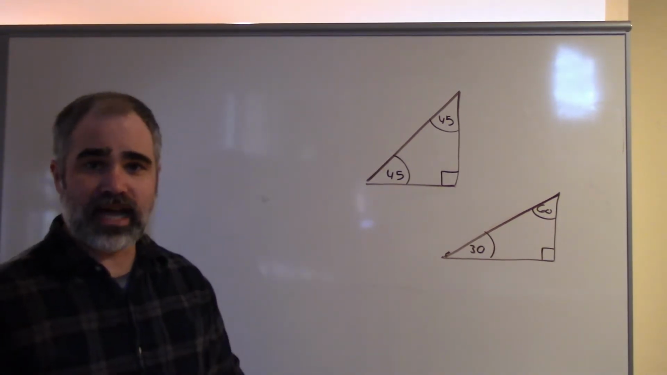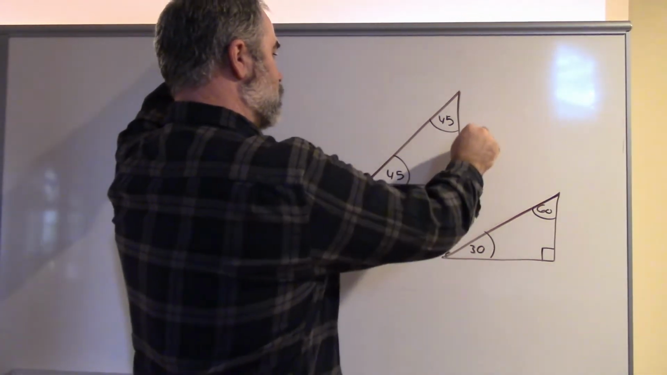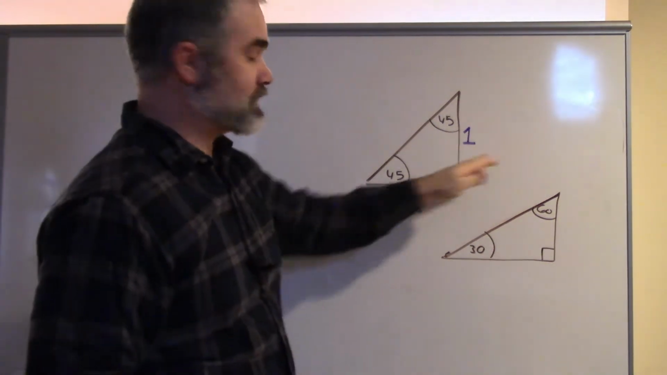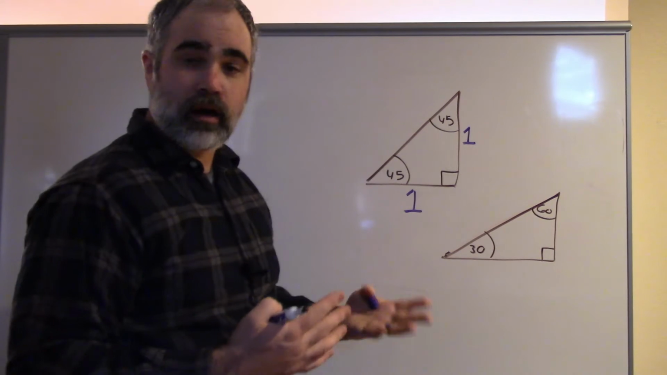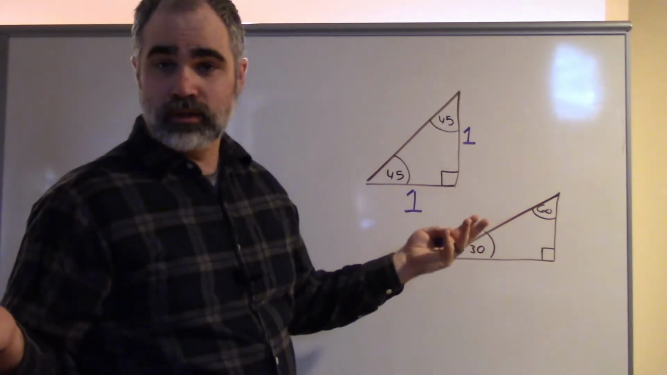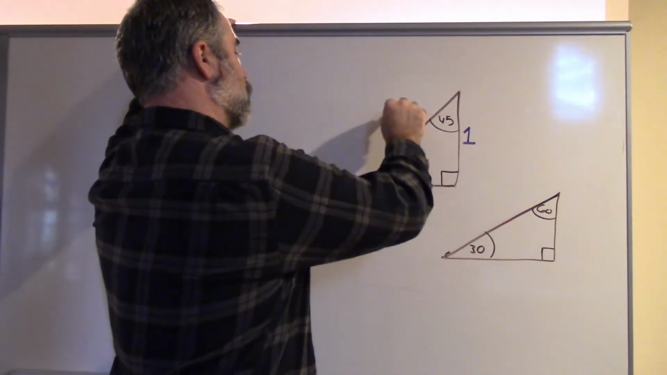I'm going to give you some side lengths of these two. This is a 45, 45, 90 right triangle. And if I make these side lengths 1, you can actually use the Pythagorean theorem and figure out the hypotenuse. 1 squared plus 1 squared, that's 2. And if you want to find the hypotenuse, take the square root. So this has got to be the square root of 2.